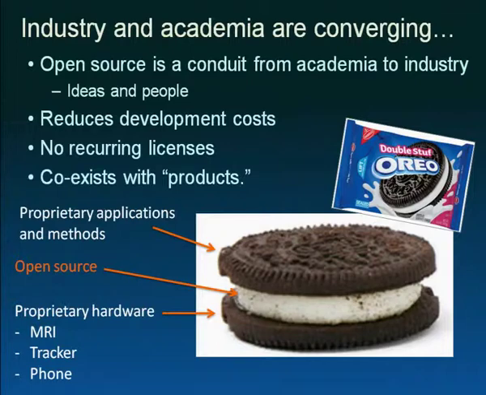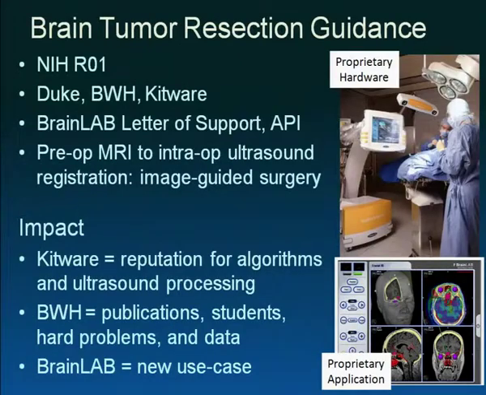And I think we see that more and more, academia and industry coming together. One great example of that is one of my R01s, with Duke University, the chief of neurosurgery there, Brigham and Women's Hospital, and myself. We are extending the Brainlab system, which is a commercial surgical guidance system, in order to allow ultrasound that is acquired during a procedure to be registered with the preoperative MR.